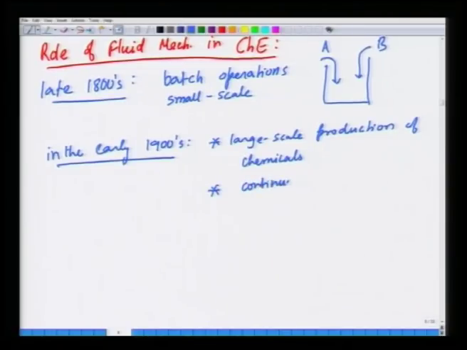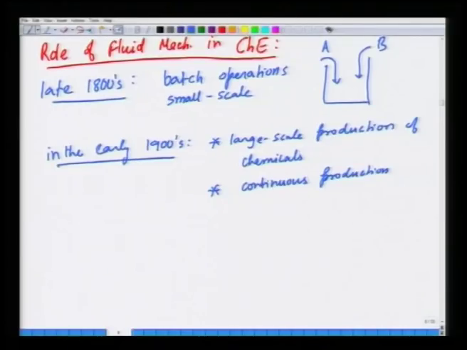Unlike a batch scale production, which involves you just fill in the reactor vessel with the chemicals, and then you have to let the reaction complete and then take the product out. People were interested, chemical industry was interested in continuous production of chemicals in a large scale. So, mass production of chemicals became a very important necessity by the early 1900s.